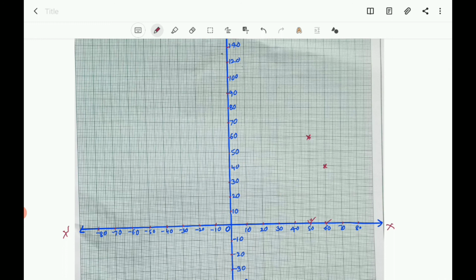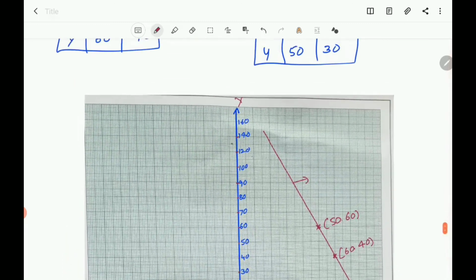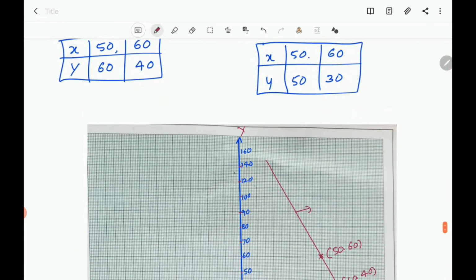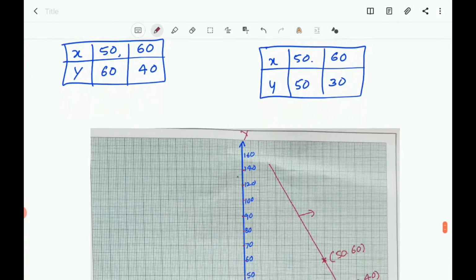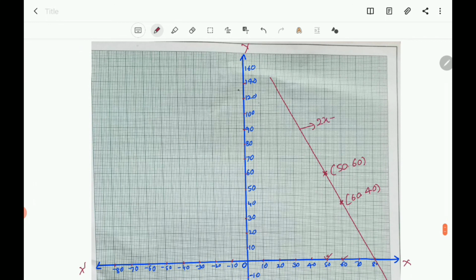Join the points. Here this is the point 50, 60. This is the point 60, 40, and this is a straight line of the first linear equation, that is 2x plus y is equals to 160.